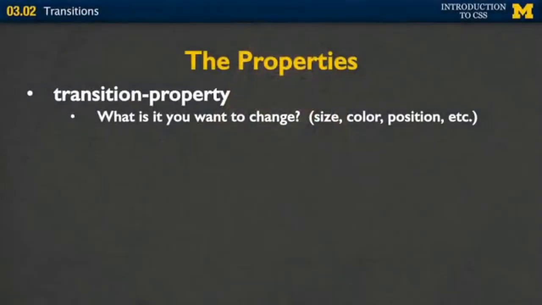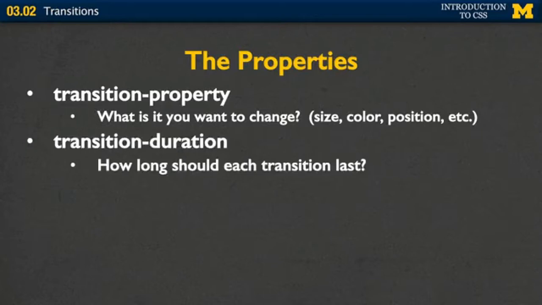So let's get started. If you want to add transitions to your page, there are 4 properties that you're going to want to look at. The first is the actual transition property. What is it that you want to change? Do you want to change the size, the color, the position, all of them? What about the transition duration? How long should each transition last? They can happen very quickly, where people almost don't even notice it, or it can be really long and drawn out.